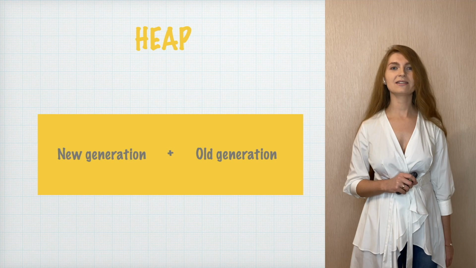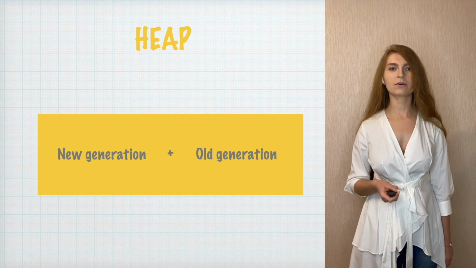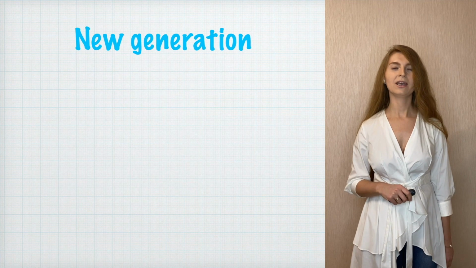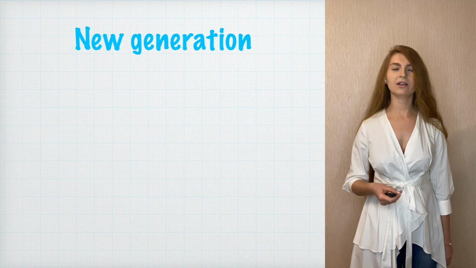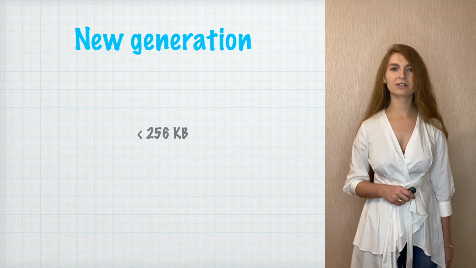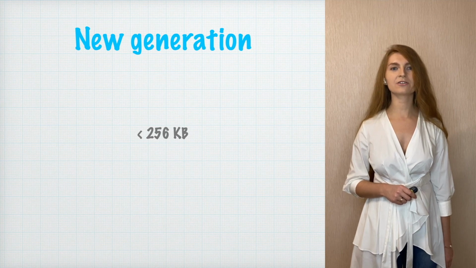Roughly speaking, the heap consists of the first or new generation, or new space, young space or nursery, and second or old generation or old space. When the application starts, it naturally starts allocating new objects. If an object is less than 256 kilobytes, the heap tries to allocate it in the new generation.